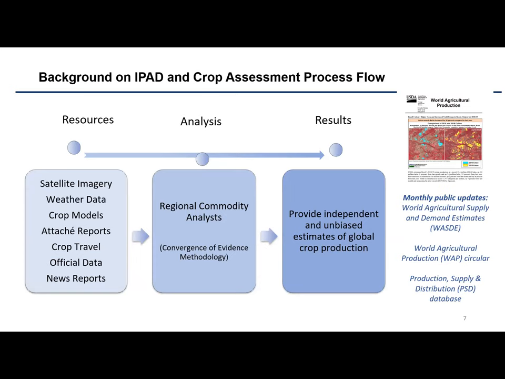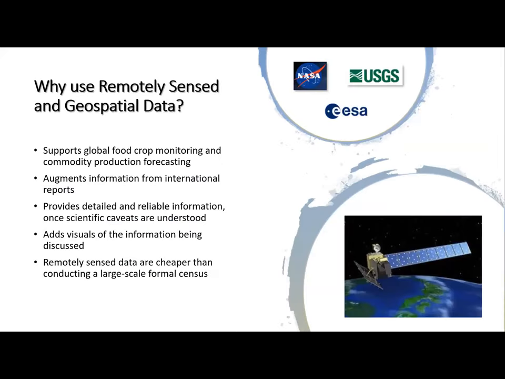And our regional commodity analysts pursue their convergence of evidence methodology to then provide independent and unbiased estimates of global crop production. As I mentioned, those estimates come out in a variety of reports. The one that's most known is the WASDE, but also our World Agricultural Production Report, to me, is more interesting. It includes a lot of graphs and charts, and it includes a little description of why the numbers have changed, either in the past month or between last year and this year. Usually, that's what we're highlighting. And so you get a little more contextual information as to what's happening with the crop and why the numbers are changing.